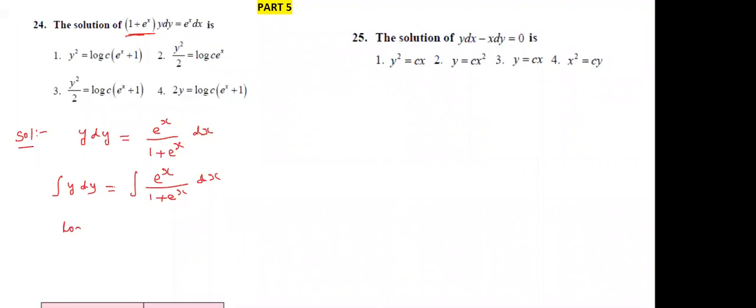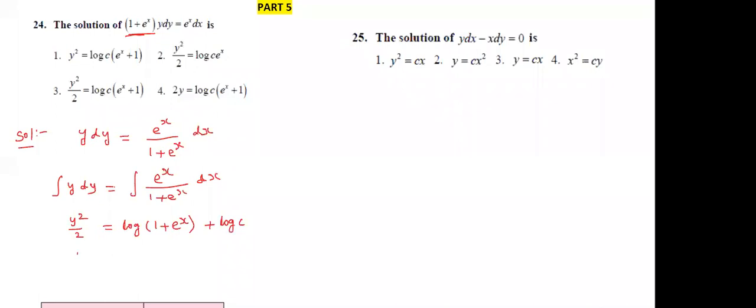Integration y dy is y square by 2. But on the right hand side, observe that integration e power x by 1 plus e power x is in the form of integration f dash of x by f of x. What is the formula? Log of f of x. So log of 1 plus e power x plus constant. By observing the options, I am writing that constant as log c.